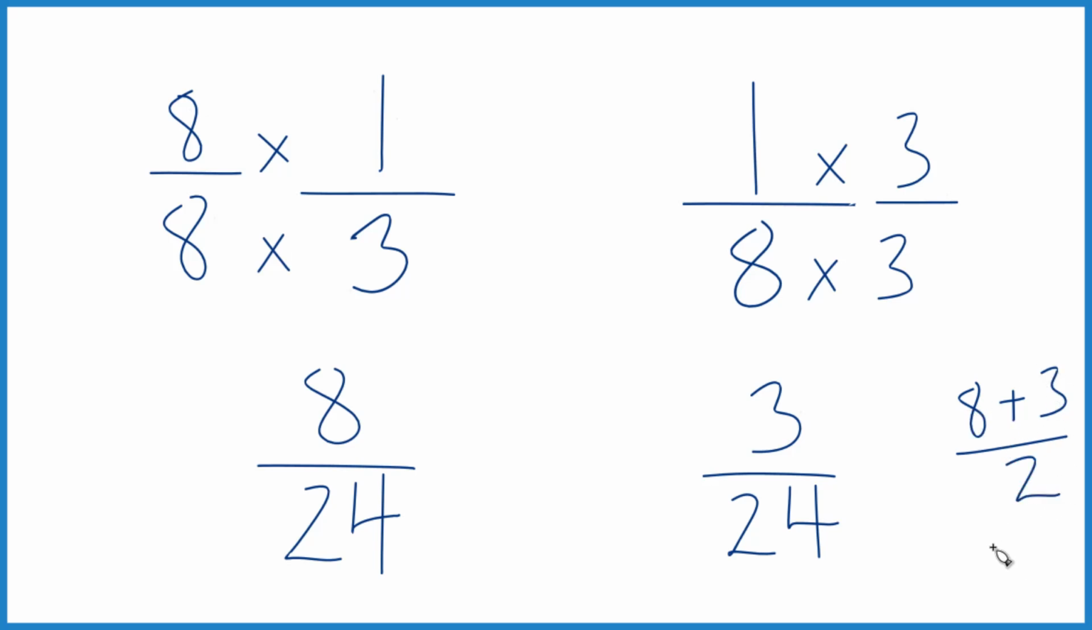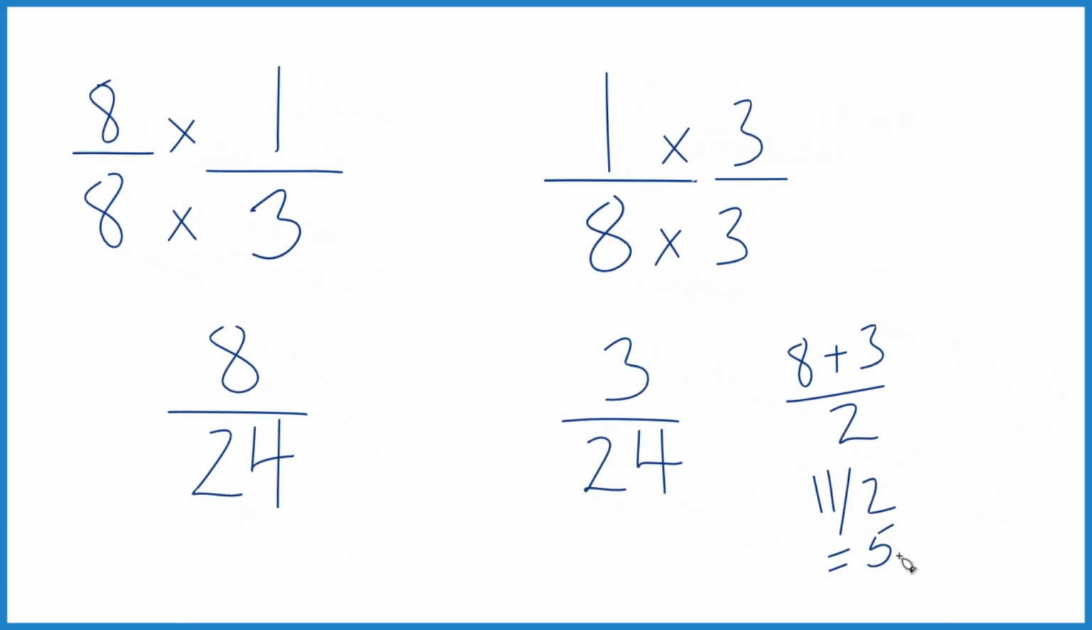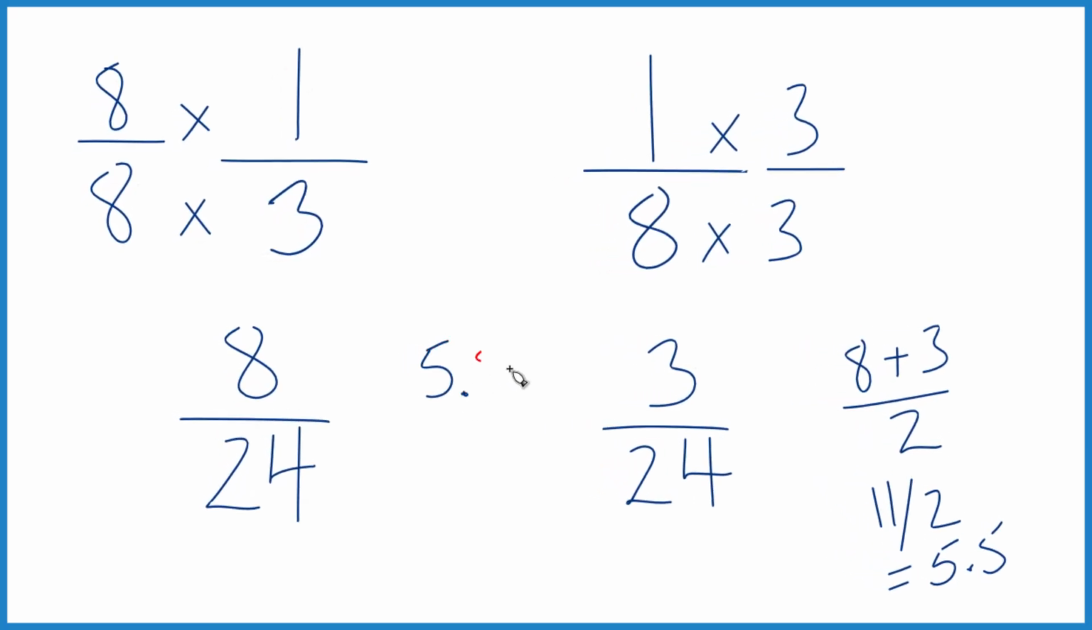So I get 11 over 2, which equals 5.5. So we end up with 5.5 over 24. That's the fraction halfway between 8/24 and 3/24, or you could say 1/3 and 1/8. This isn't very pleasing, though, to have a decimal here. So let's just double the numerator and denominator.